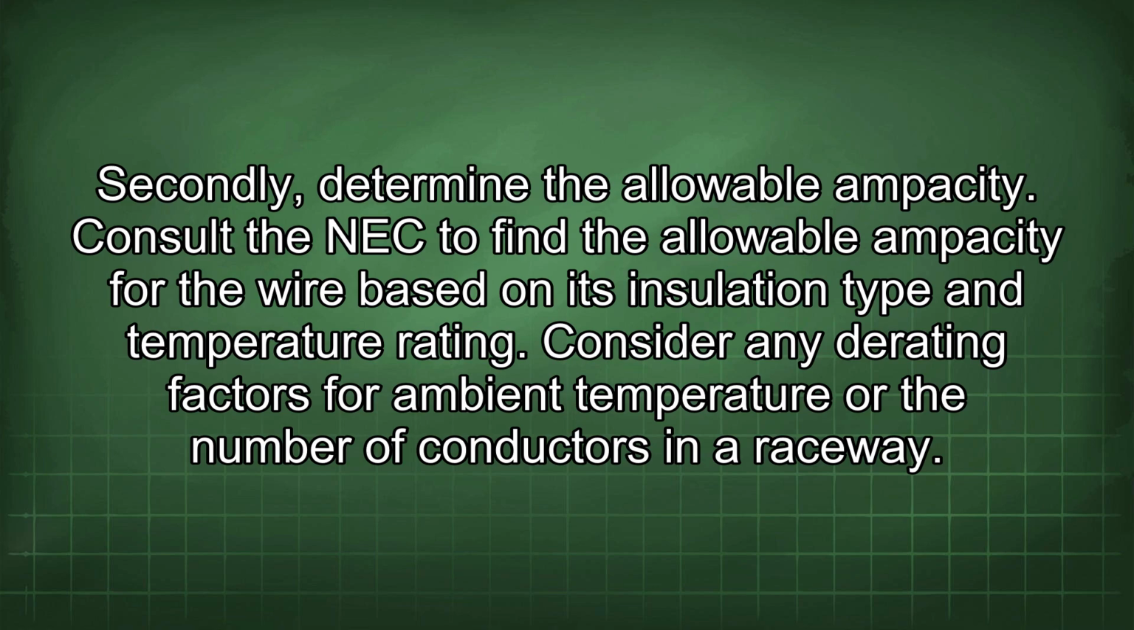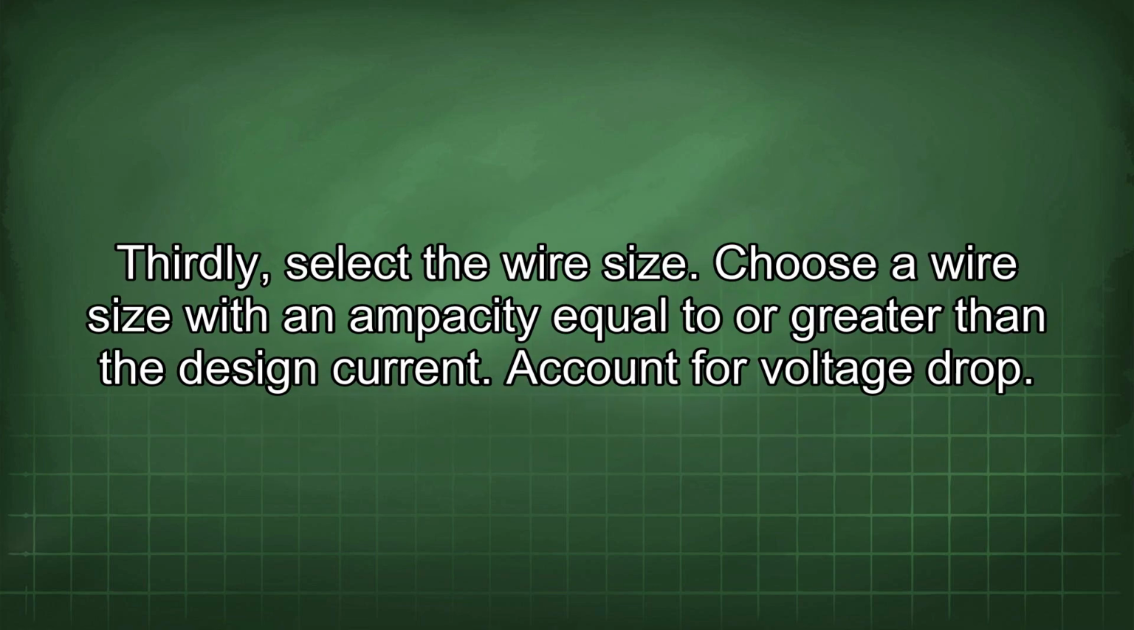Secondly, determine the allowable ampacity. Consult the NEC to find the allowable ampacity for the wire based on its insulation type and temperature rating. Consider any derating factors for ambient temperature or the number of conductors in a raceway. Thirdly, select the wire size. Choose a wire size with an ampacity equal to or greater than the design current.